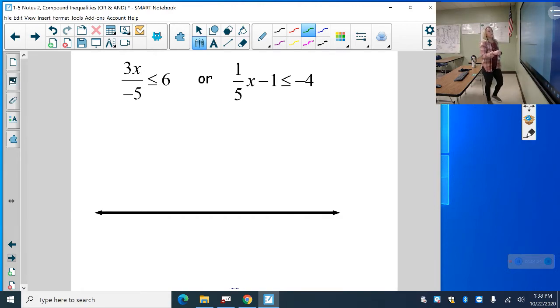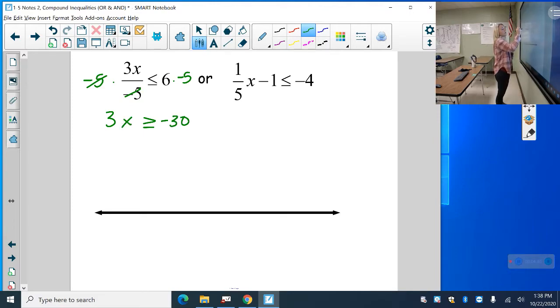All right, let's solve this one. I'm going to multiply both sides by -5. And don't forget, when you multiply both sides of an inequality or divide by a negative number, you have to flip the sign. So this becomes 3x is greater than or equal to -30. Divide by 3. So x is greater than or equal to -10.